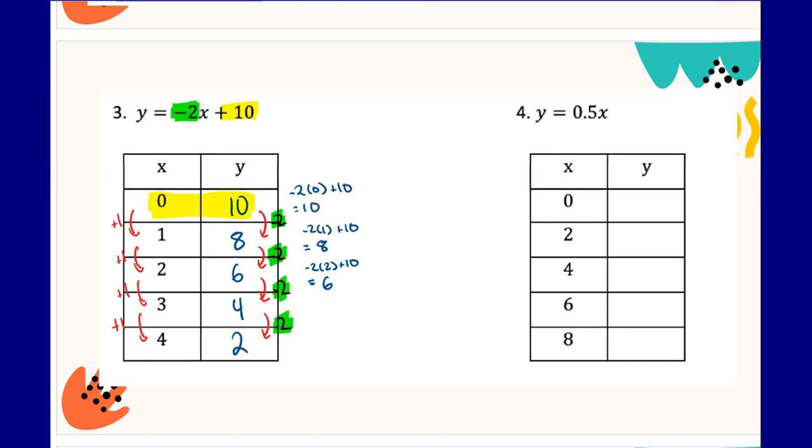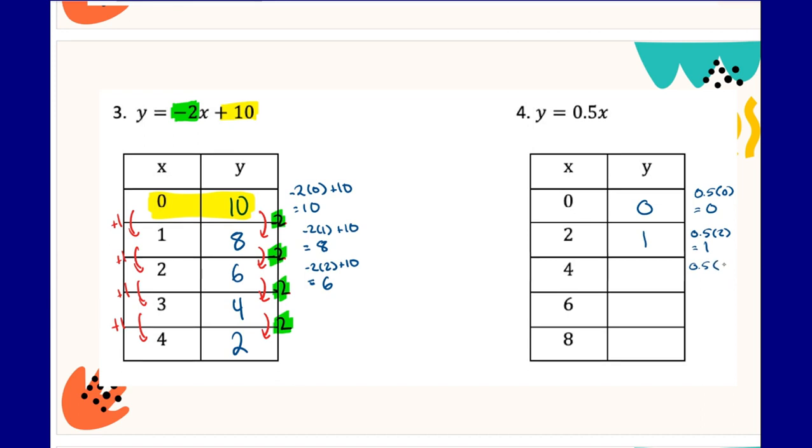What about number 4? A little bit different of an equation, 0.5x, so a decimal. Again, we're going to fill out our table of values. So 0.5 times 0 gives us 0. Oh, my x value is 2. It's not 1. That's not going to change anything. 0.5 times 2 equals 1. I don't have to add anything, so it'll be 1.